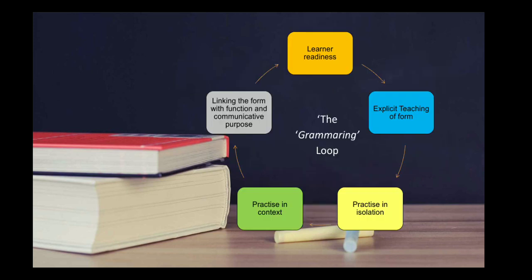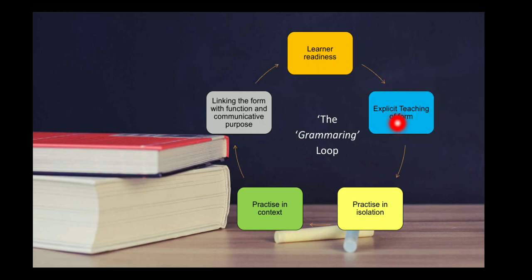The next loop is the grammaring loop. When the learners are ready to receive the grammar input, the teacher takes them into this grammaring loop, and the teacher explicitly teaches the form. So she teaches the form to the children, explicitly telling them this is, for example, perfect tense, and this is how it is made. It has or have according to the subject, and then it has the third form of the verb.